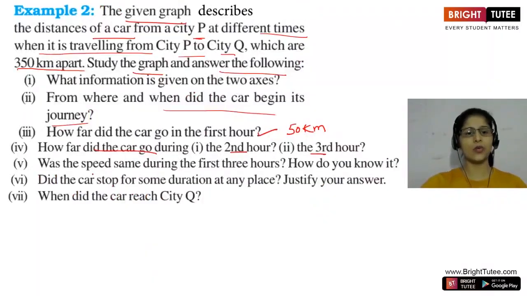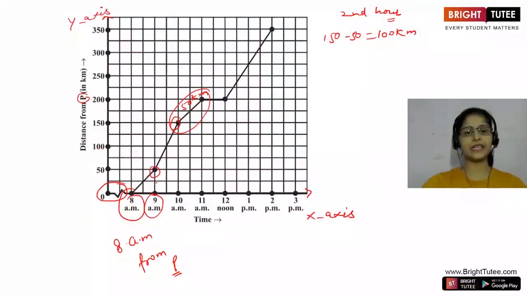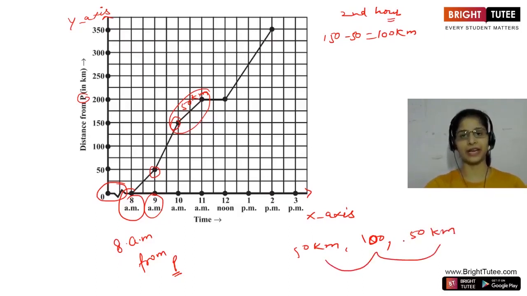The next question is, was the speed the same during the first 3 hours? How do you know it? So just see, in the first hour it covered 50 kilometers. In the second hour it is at 150 kilometers. That means it covered 100 kilometers. And in the third hour it covered 50 kilometers. So the speed is not the same. It is different. Right? The time taken is the same, but the distance covered is different.